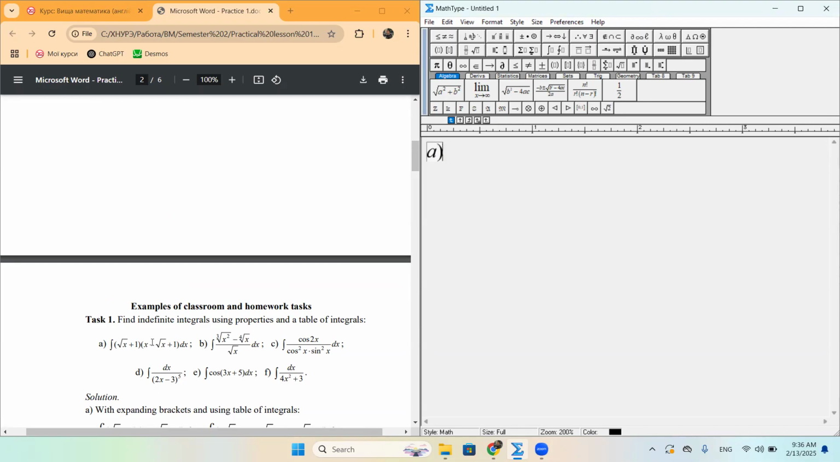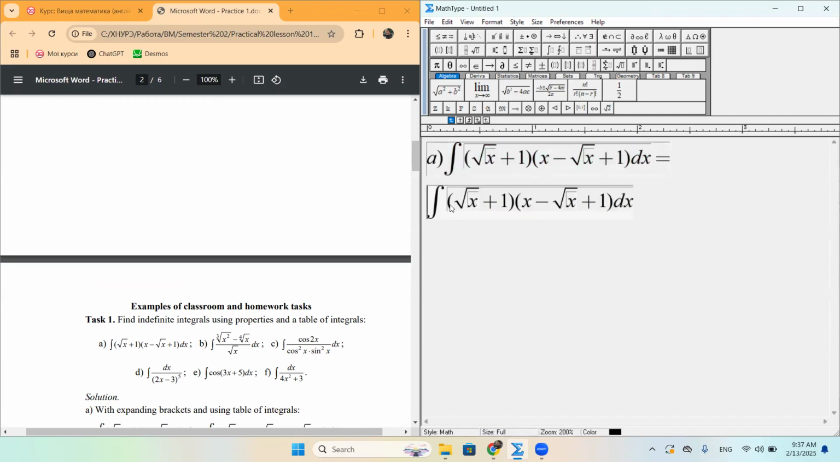So let's calculate the following integral. Let me move this panel. So square root of x plus 1. So actually what we see, it is a power function. So we know how to integrate it. So what do we have to do? Let me first of all expand the brackets, and then it will be more understandable how to calculate it.